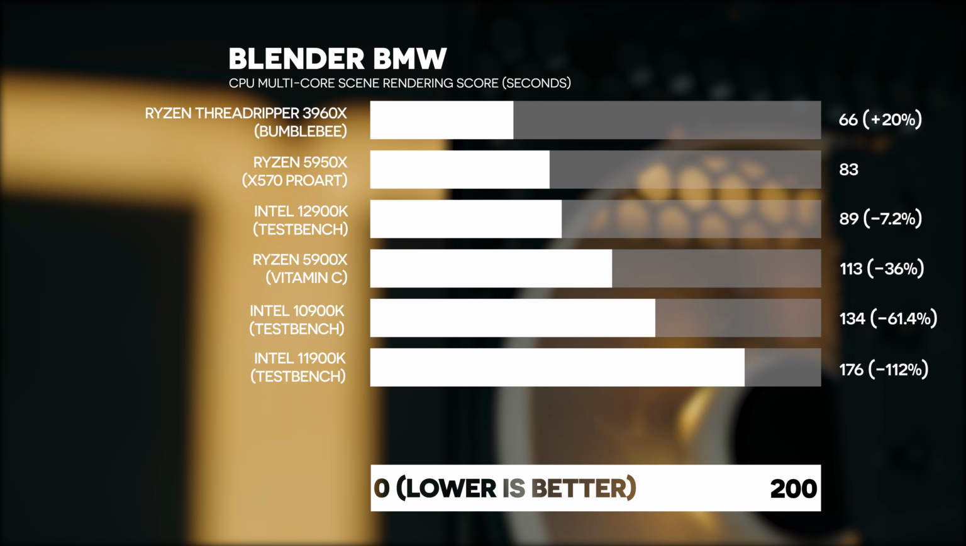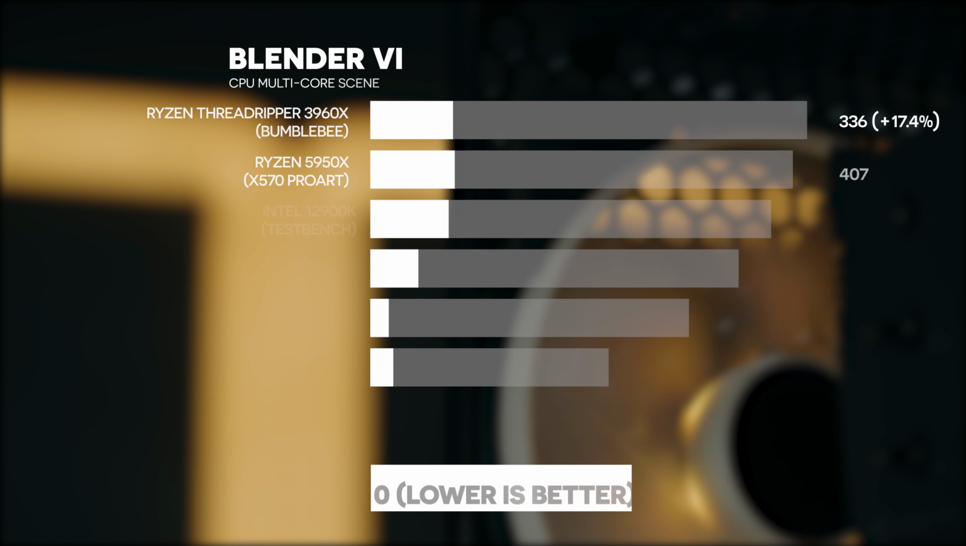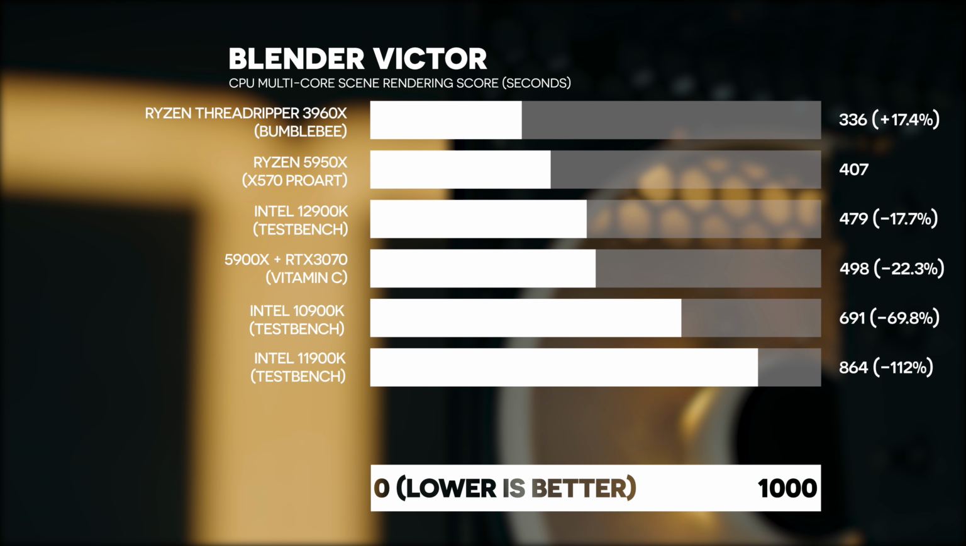Now looking at the longer render on Blender, which is the vector render, our 5950X has an even bigger lead over the 12900K. The 12900K is 17.7% slower. The 5900X is 22.3% slower, and the poor 11900K is 112% slower.